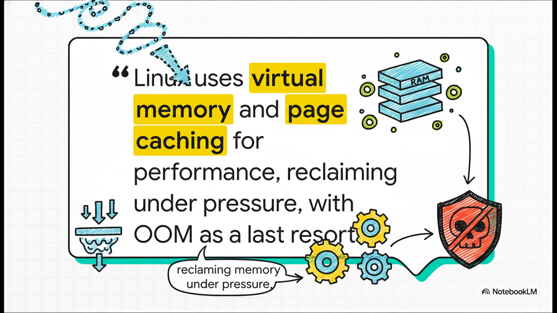If you take only one thing away from all of this, let it be this sentence. This perfectly sums it all up. You've got the illusion of virtual memory, the smart use of RAM for caching, the calm process of reclaiming that memory when needed, and finally, the protective role of the OOM killer as the ultimate safety net.